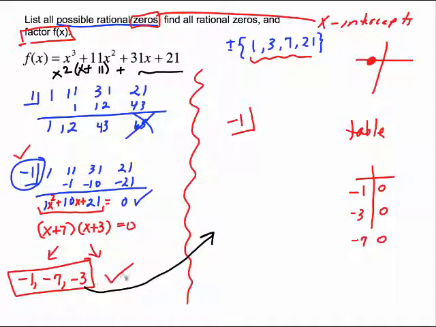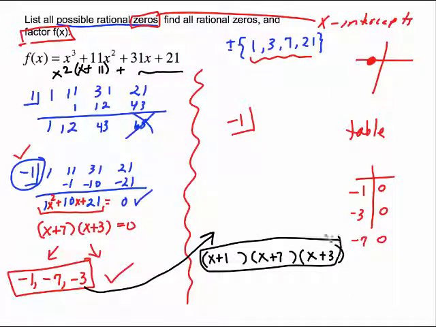If you know the zeros, you can write the factors very easily. If you have a 0 of -1, the factor is x plus 1. A 0 of -7 gives you a factor of x plus 7, and a factor of -3 gives you a factor of x plus 3, which is the appropriate factorization for this polynomial. It is not a factorization you would have come to directly. The only way to have gotten this is to have gone with the zeros.